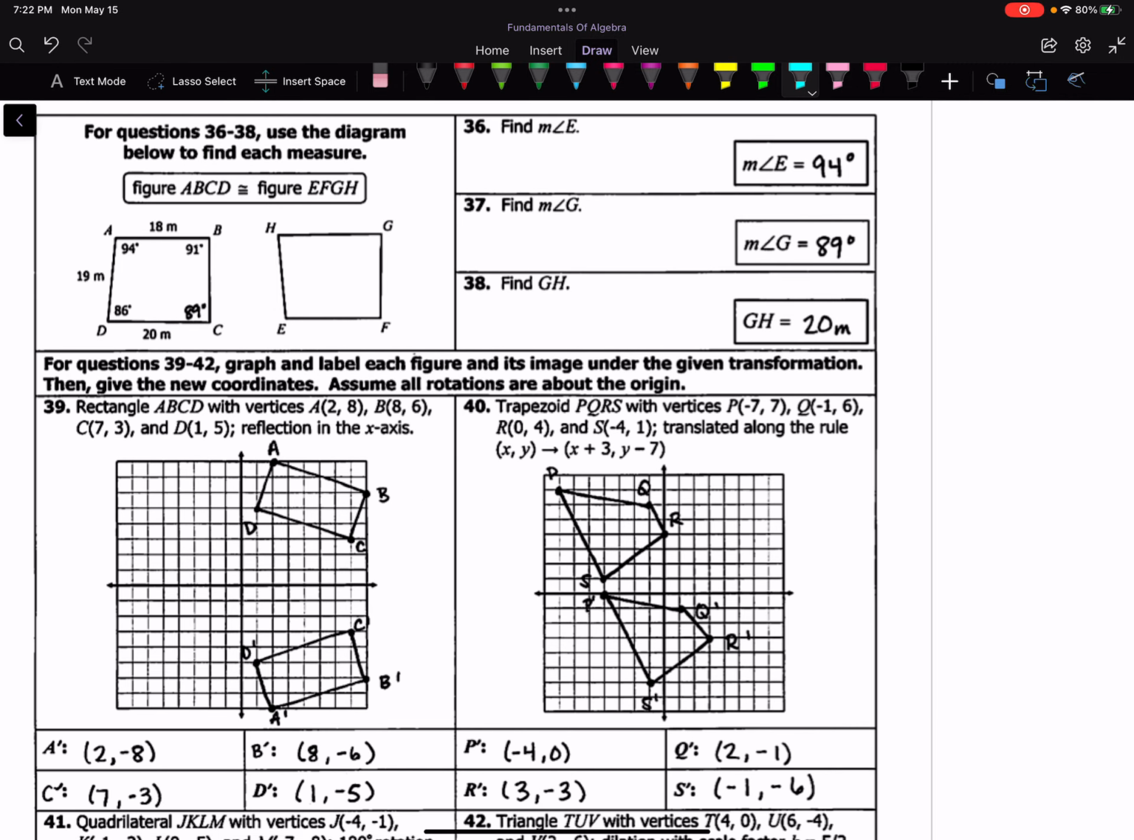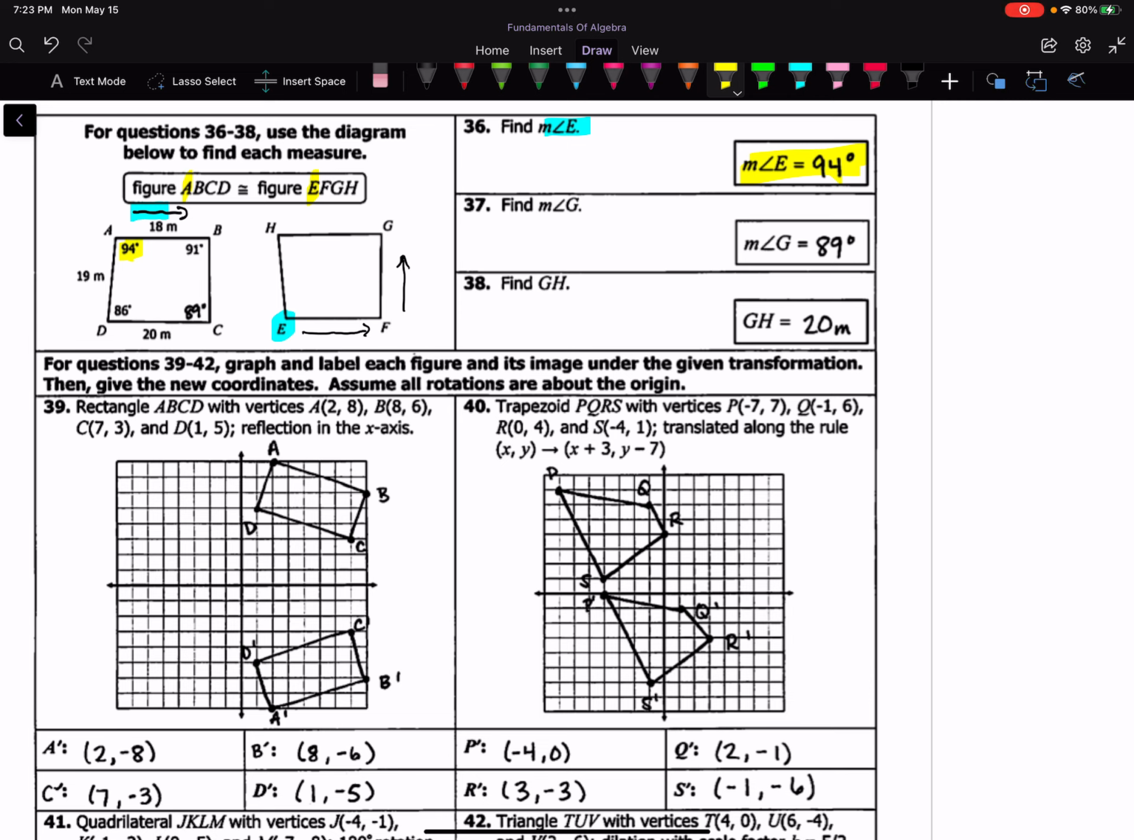Here's the diagram below for 36, 37, 38. Find the measure of angle E. Here's angle E, and we are told that ABCD, okay, A, B, I'm going to just draw a quick reminder arrow that it goes that way, is equal to EFGH. So this is the direction we're going. Measure of angle E. Angle E is equivalent to angle A. Angle A, let's highlight that with yellow. There's angle A, angle E. So angle A is 94, so E is 94.